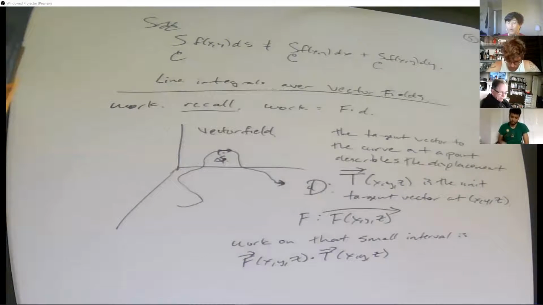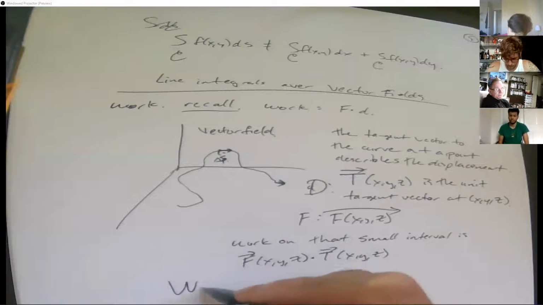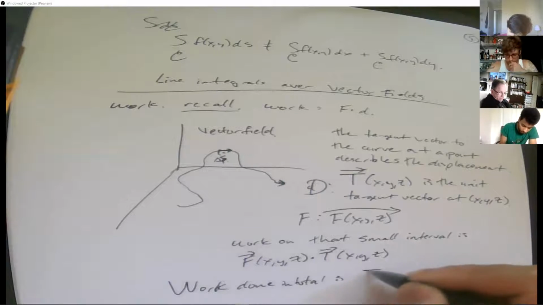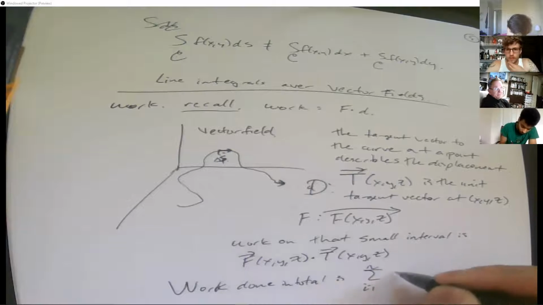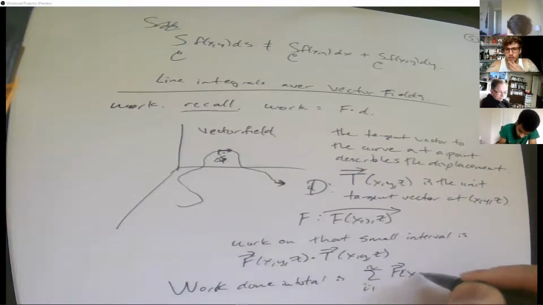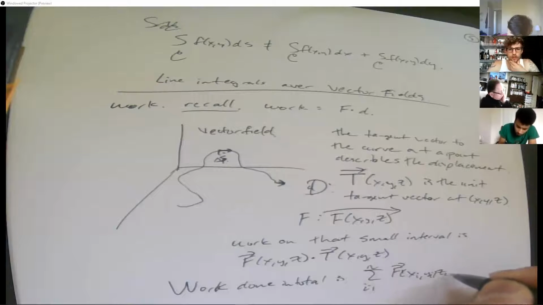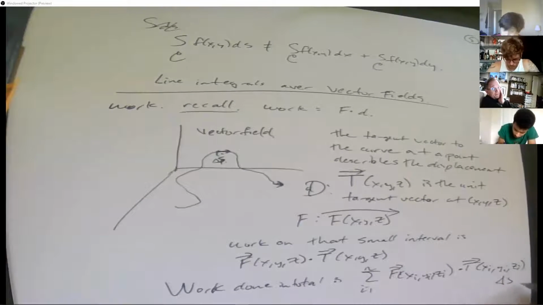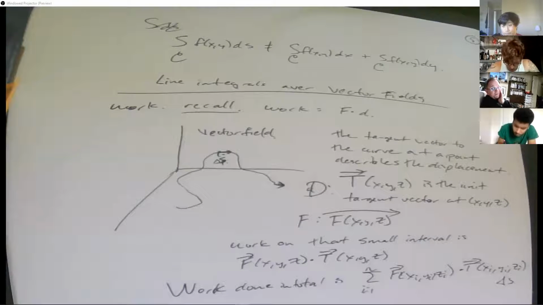What do we do? What do we always do? We add them all up. So the work done in total is the sum of F dot T, right? So why do we need this ds here?